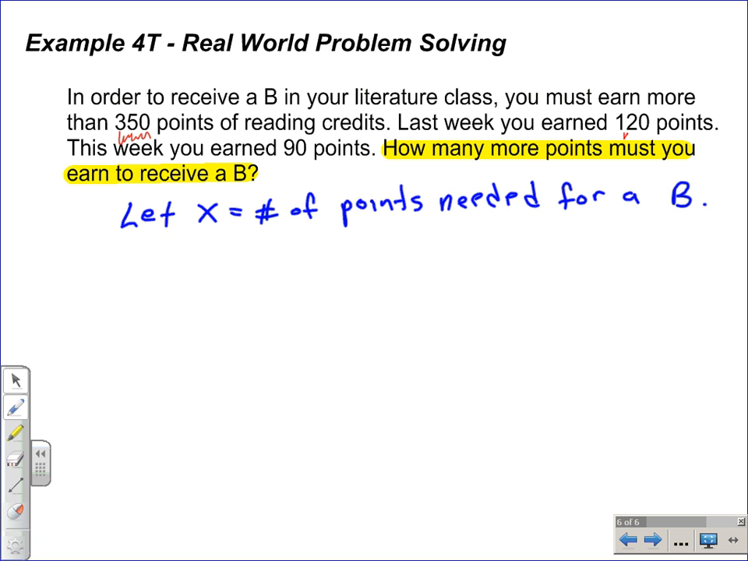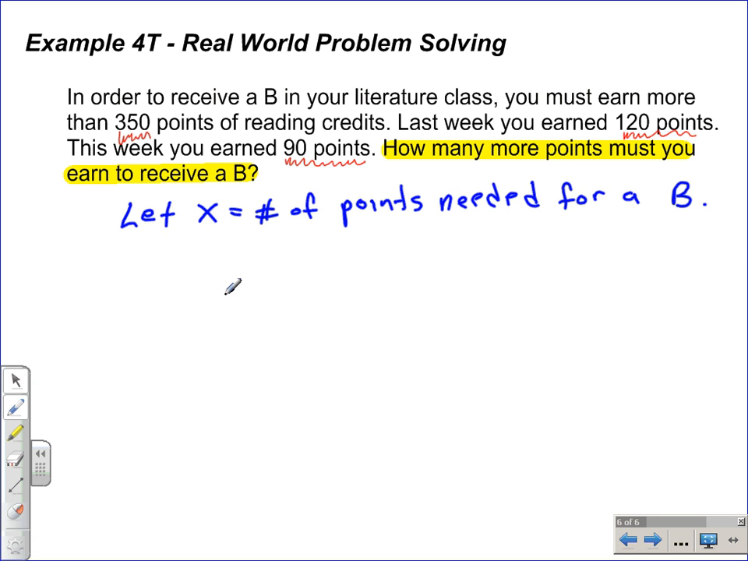This 120 points, this 90 points, are they the part or are they the whole? Last week you earned 120. This week you earned 90. It sure sounds like they're the parts. Now, there are only 2 of the 3 parts. The third part is how many more points you need to earn a B. So to write this equation, we're going to take the parts, add them together, and set it equal to the whole. But we're not going to use an equal sign. In fact, we're going to use an inequality.